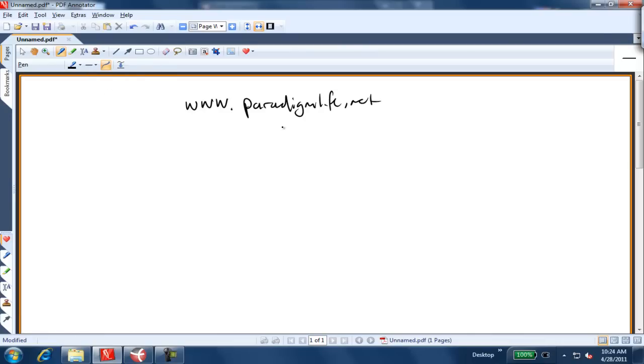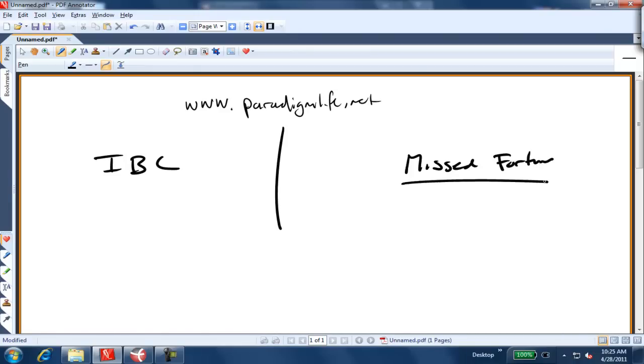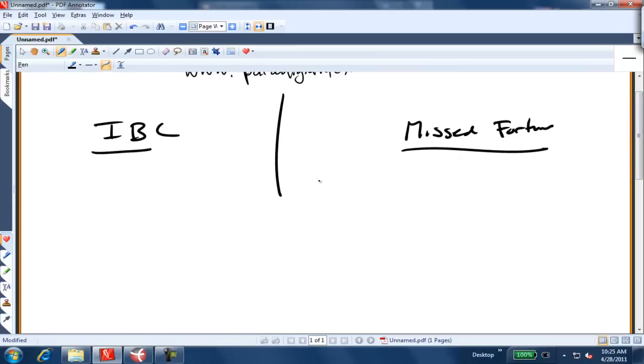Okay, so let's start. Basically, the main differences between the infinite banking concept and the missed fortune concept are number one, the objective, and number two, the product that's used. So the objective of the missed fortune concept is accumulation. It's now very popular just because of market volatility. The missed fortune concept uses a life insurance product known as equity indexed universal life.